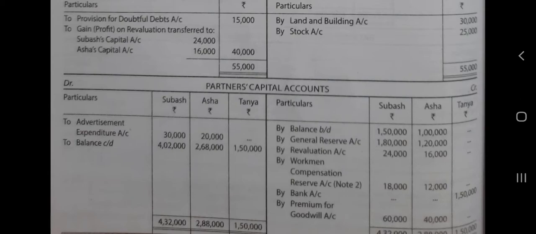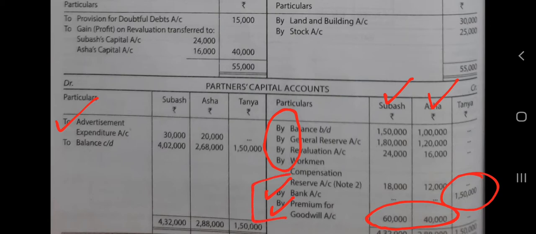So you can see capital account has been made by bank account, capital brought by Tanya, and by premium for goodwill, goodwill brought and now distributed between Subhash and Asha in sacrificing ratio. And in case new ratio is not given in the question, old ratio is taken as sacrificing ratio. So these things we have already covered. Debit side also we have covered. So these two things also we will write, and then the balances of capital accounts will be calculated. So these are the final balances of partners' capital accounts.